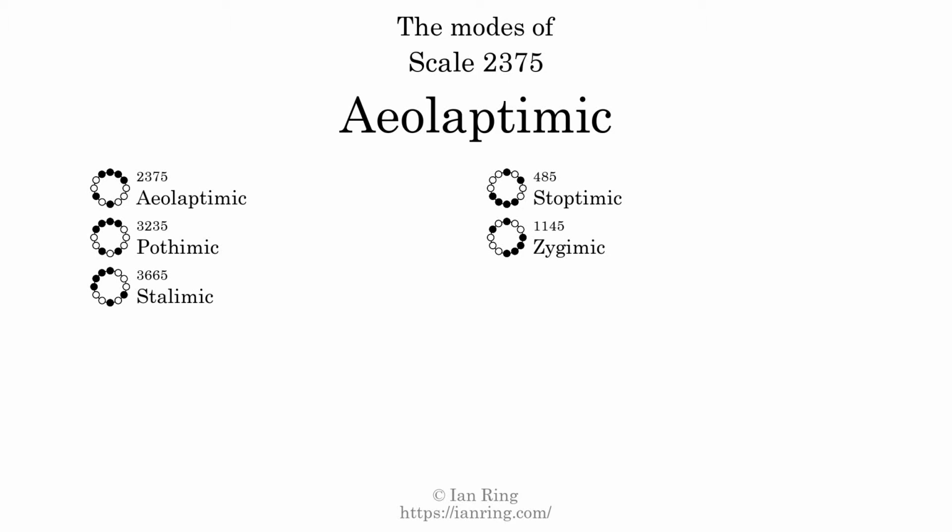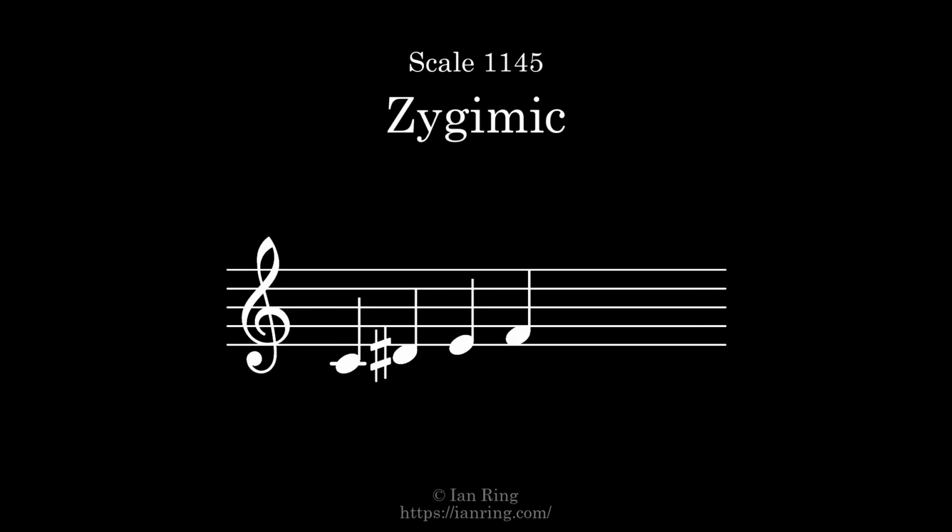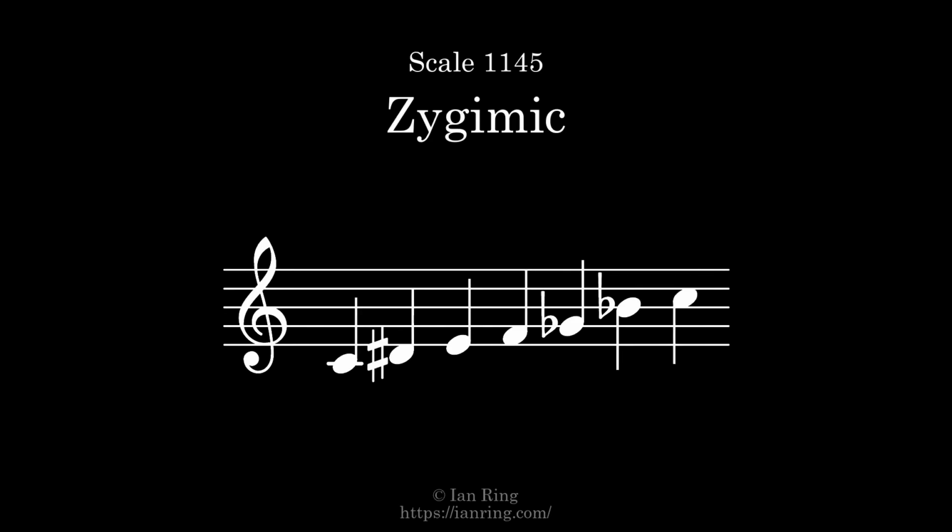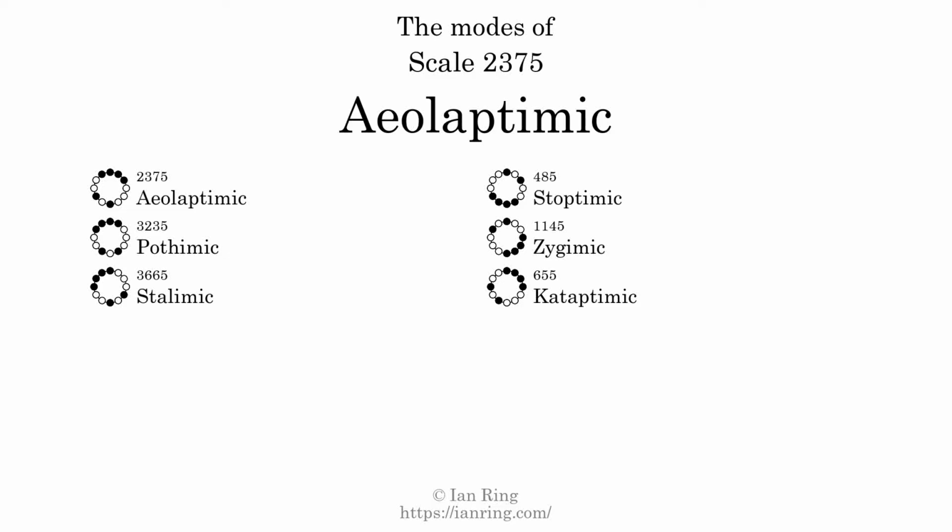The fifth mode is scale 1145, also known as Zygemic. It sounds like this. The sixth and last mode is scale 655. Also known as cataptimic. It sounds like this.